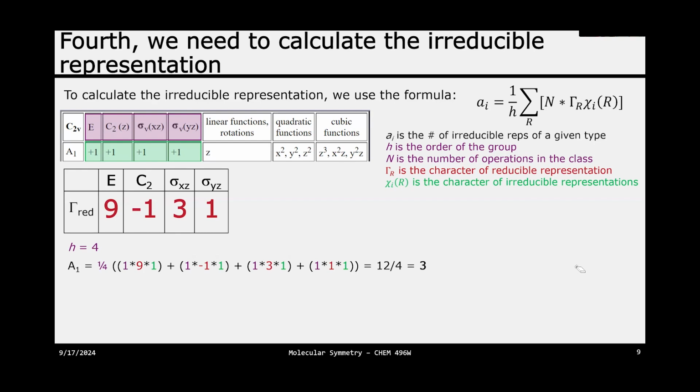So when we set this up, we do 1 divided by our order, so 4, and we're going to multiply that by the summation of everything. So we start off with the symmetry operation number, which is 1 for E, multiplied by our reducible representation for E, multiplied by that first number in the chart for E at A1, so that's +1. So we have 1/4 order, 1 from our E, 9 from our reducible representation, and 1 from the matched up box for A1 and E. And we're going to do that for every single operation.